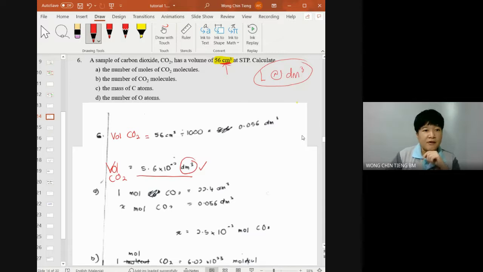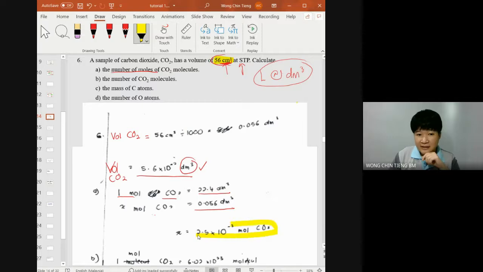So, first thing, calculate the number of mole. Tak ada apa, soalan senang. Question give you volume at STP. You change it to number of mole, easy. 1 mole of CO2 produce 22.4 densimeter cube. I have 0.056 densimeter cube. How many mole? I still love the answer because it's stated clearly that is mole of CO2. 2.5 times 10 to the power of negative 3.